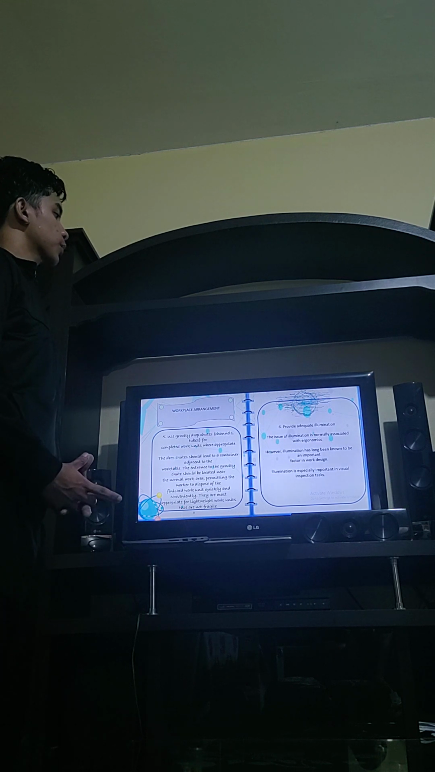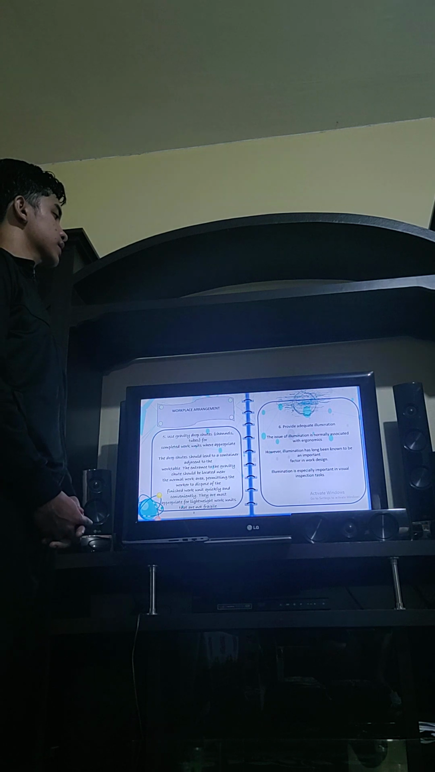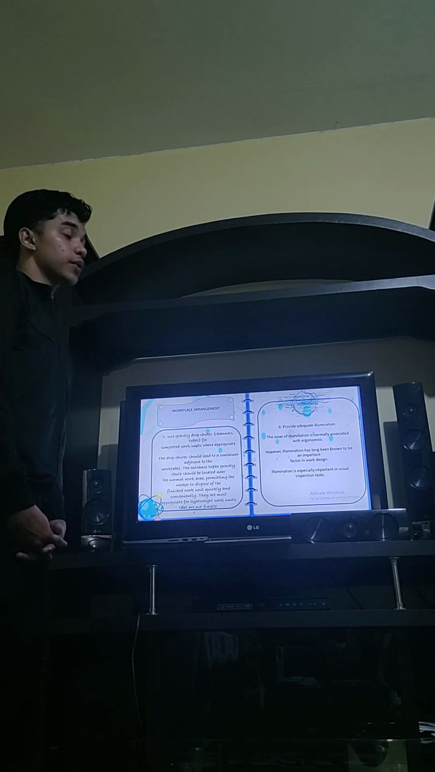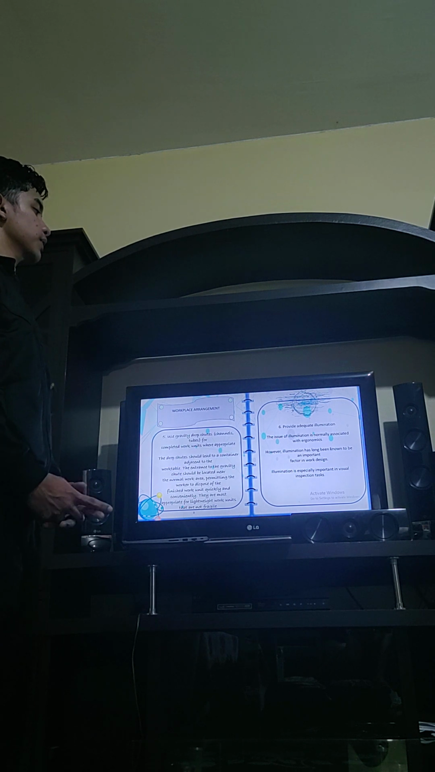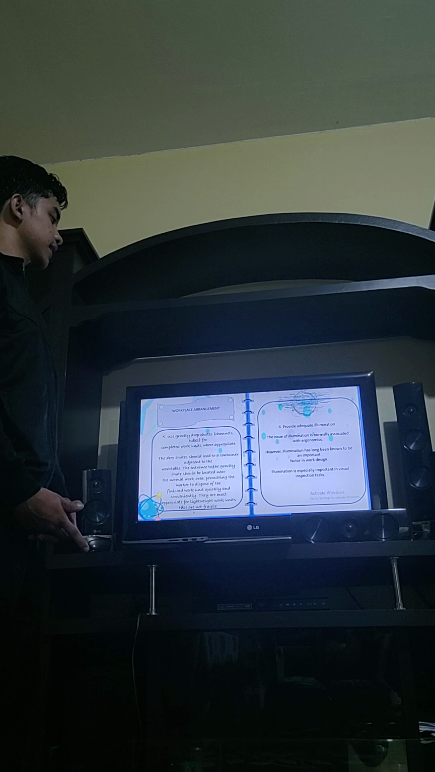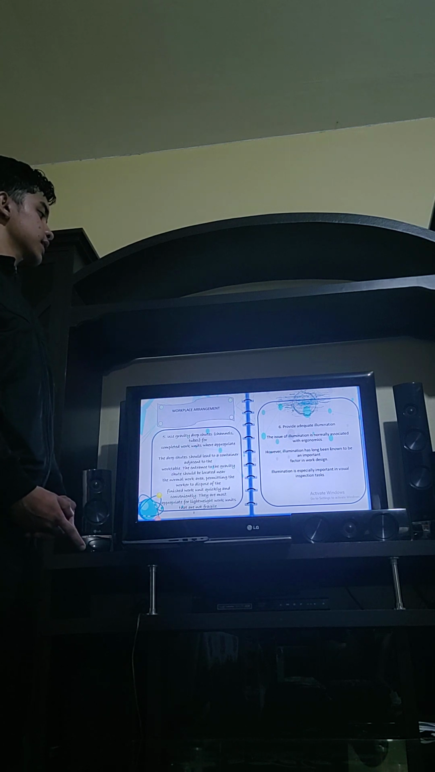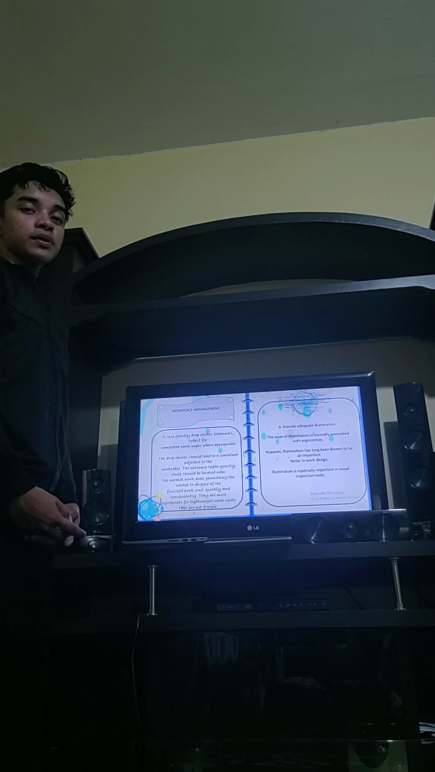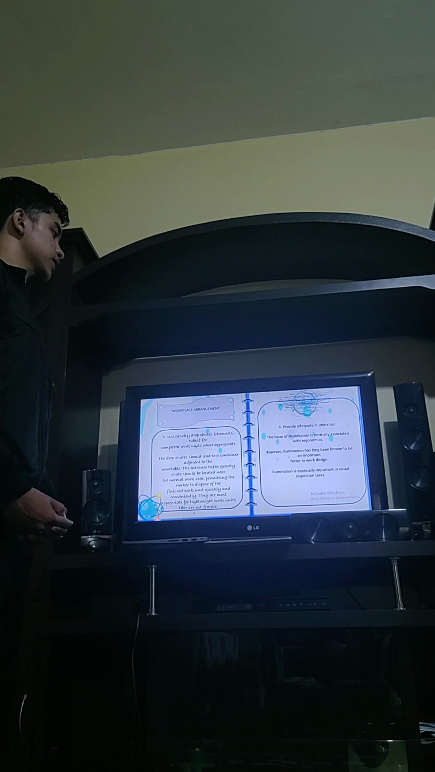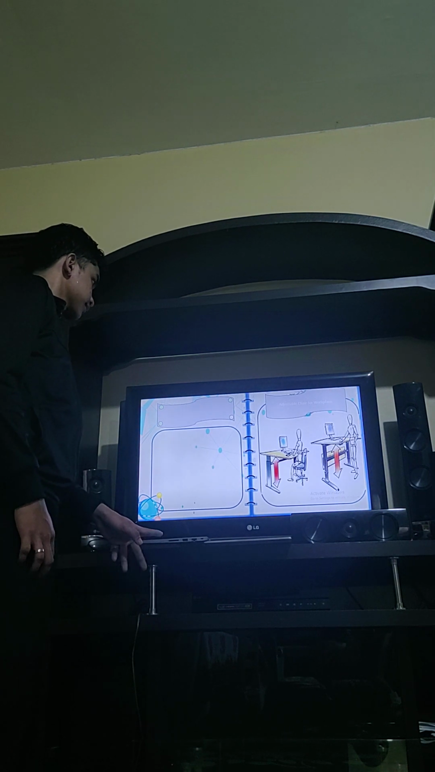Number 6, provide adequate illumination. The issue of illumination is normally associated with ergonomics. However, illumination has long been known to be an important factor in work design. Illumination is especially important in visual inspection tasks.